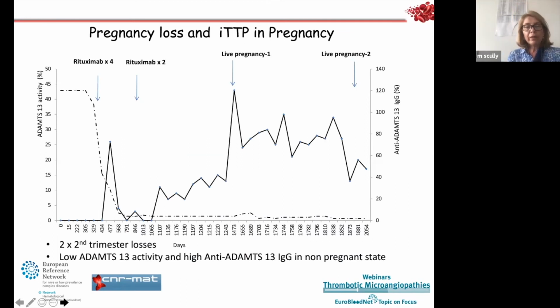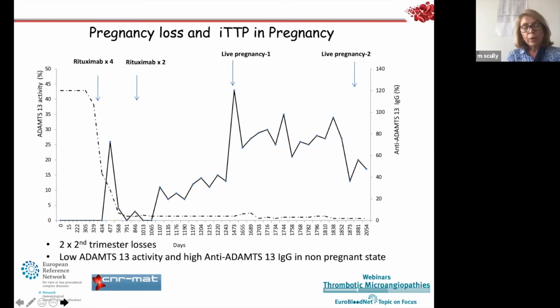So this is a lady who I looked after many years ago. It was one of the first TTP patients I ever saw as a junior doctor. She'd had 2 pregnancies in another hospital and had a terrible outcome. She lost both in the 2nd trimester. And it wasn't at a time that one was monitoring ADAMTS13 as closely as we do these days.